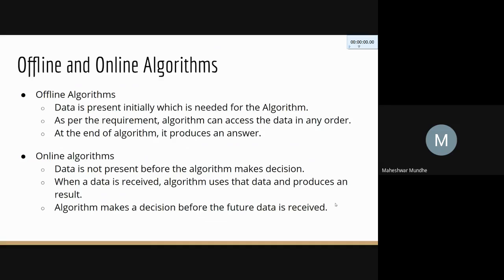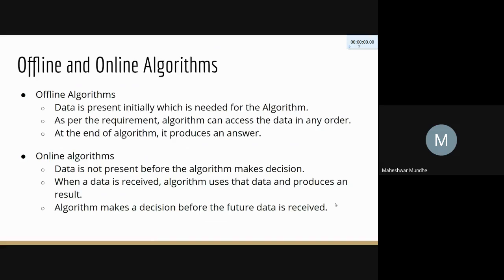Hello, I'm Maheshwar, and before moving on to matching advertisements to search queries, first we'll go through some of the algorithms which are used. The majority of the algorithms are divided into two parts: offline algorithms and online algorithms. Offline algorithms are algorithms where the data is usually present initially, which is then entirely used by the algorithm. Also, as per the requirement, the algorithm can access the data in any order which is needed, and at the end of the algorithm, it produces a result or the answer.